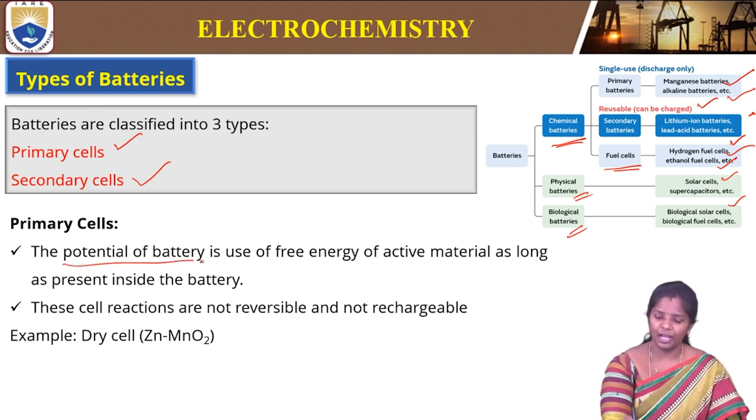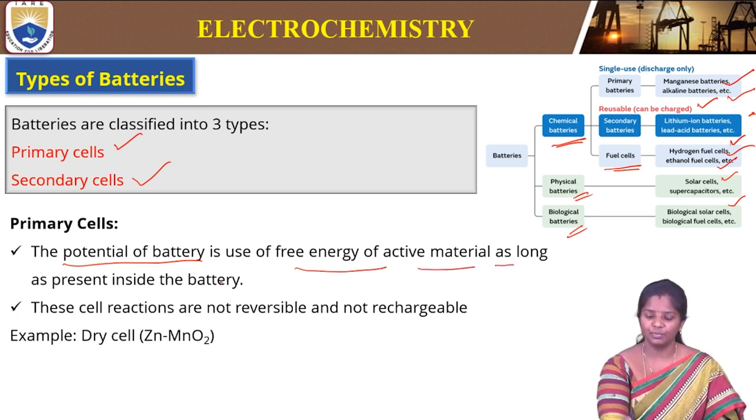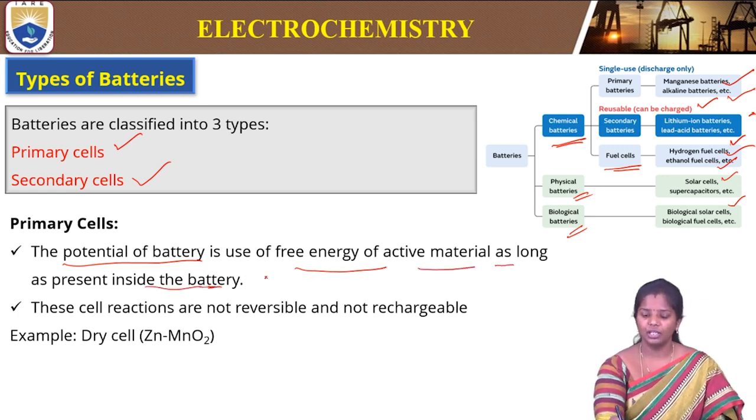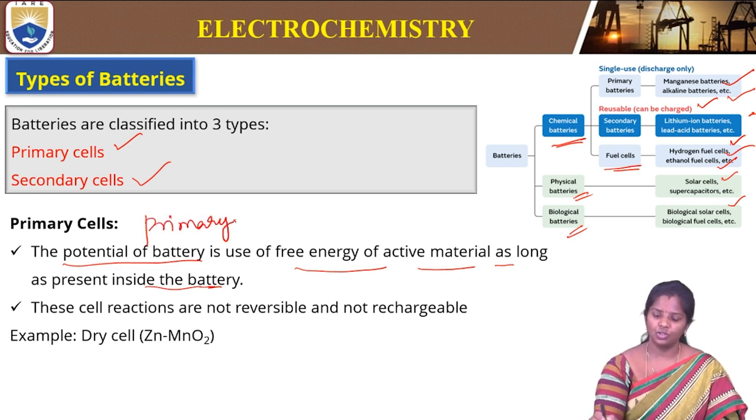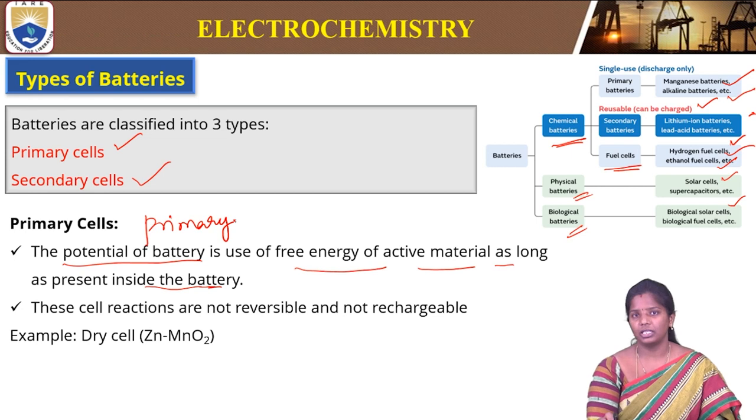The potential of a battery is to use the free energy of active material as long as it is present in the battery. This forms the primary battery. So it has some active material or compound wherein chemical reactions take place, that is the redox reactions, and as long as the reaction takes place, the discharge is happening that can be continuously used for applications.